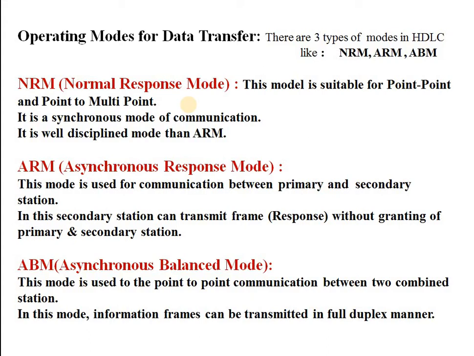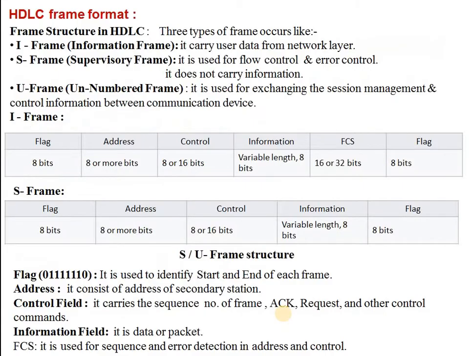This mode is used for point-to-point communication between two combined stations. Actually, ABM is used for the combined station. In this mode, information frames can be transmitted in a full duplex manner. So these are the categories of the three kinds of stations and three kinds of data transfer mode.